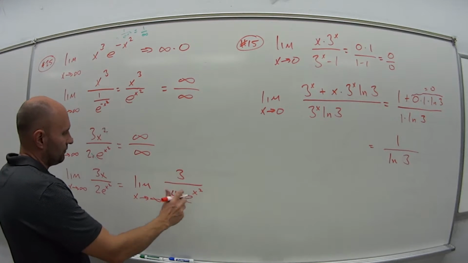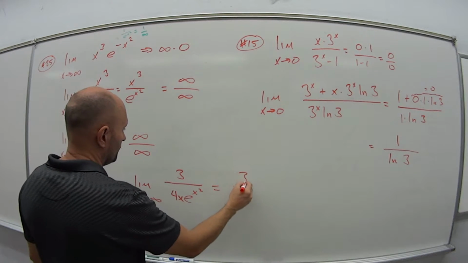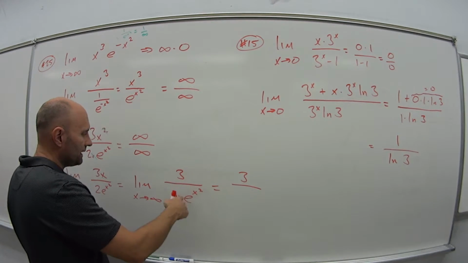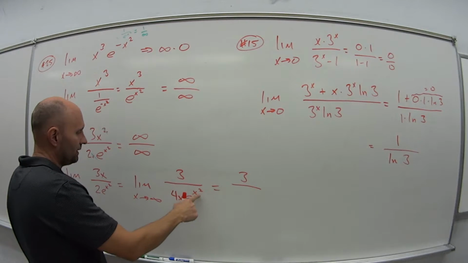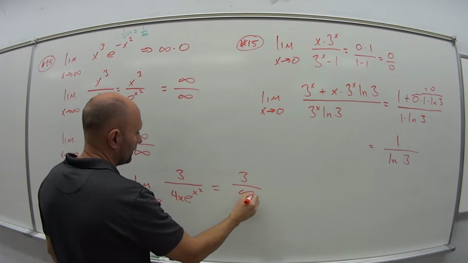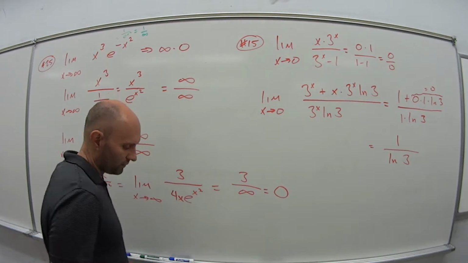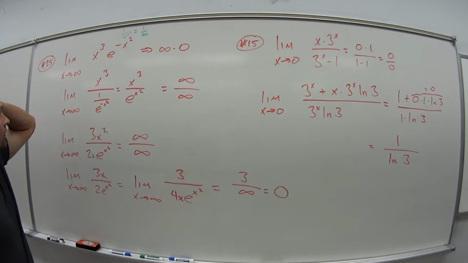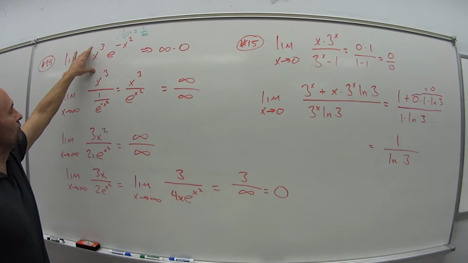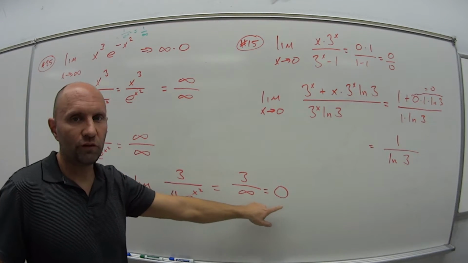So now plug in infinity. I get what? 3 in the numerator. Infinity in the denominator, because it's 4 times infinity times e to the infinity squared. So 3 over infinity, which is 0. So the limit of our initial example goes to 0.